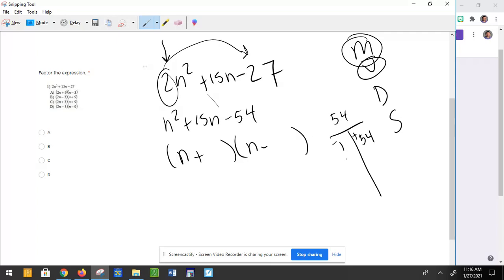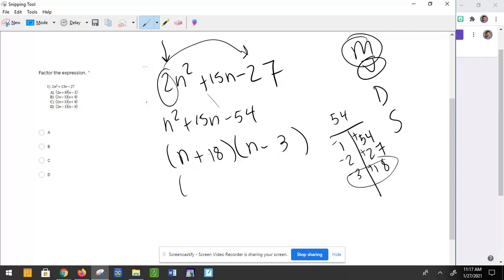The next number I would try is 2. 54 is divisible by 2, and 27 would be the pair. Again, making 27 positive and 2 negative would add to 25, not 15, so that's not the right one. Then I would try 3. 54 is divisible by 3, and I believe it's 18. If I make 18 positive and 3 negative, then that is the pair I want because that would add to positive 15. So the 18 goes here and the 3 goes here.